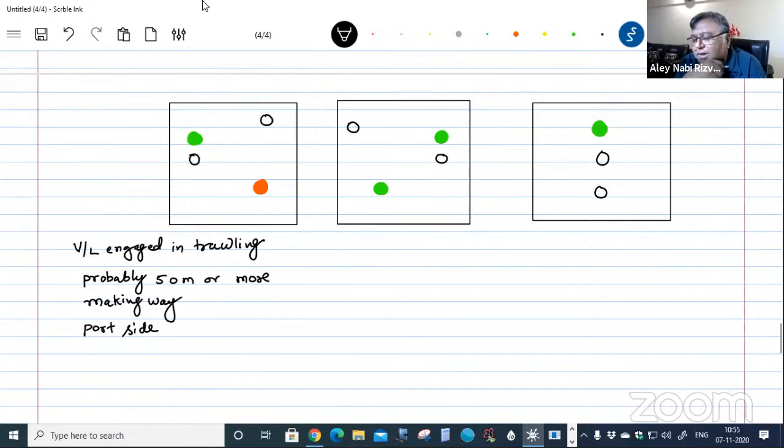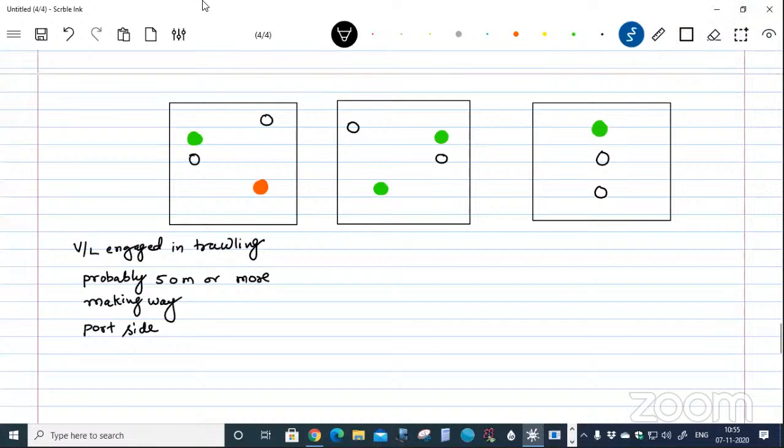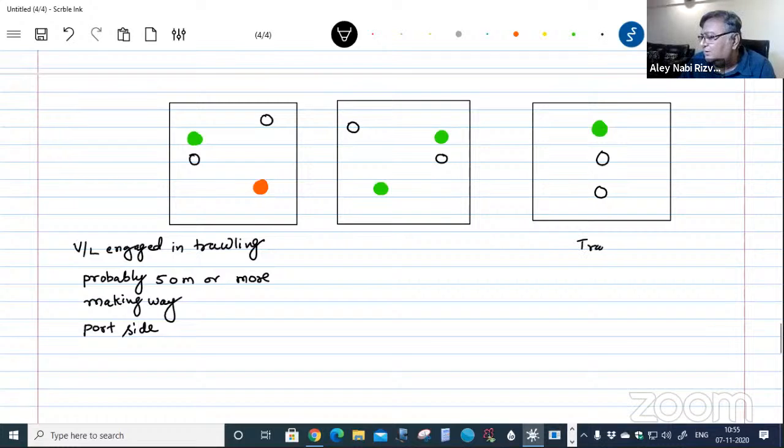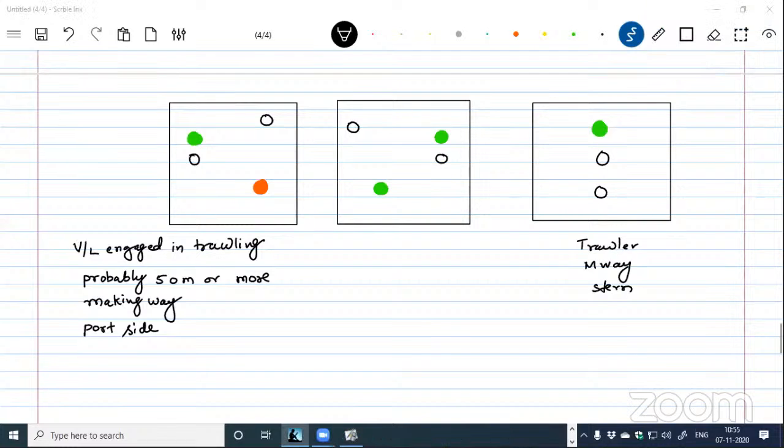Making way is stopped. Anchor. Making way, sir. Making way, sir. From astern. Simply, this is a trawler. Making way, seen from astern. Is that clear? Yes, sir.